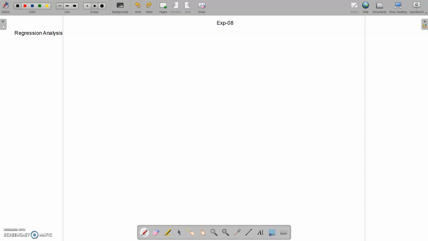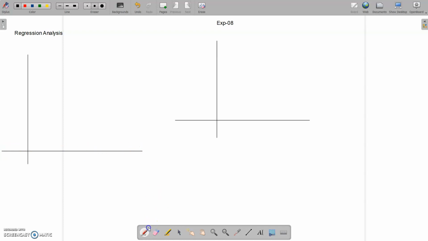Okay, so let's start with experiment 08, that is regression analysis. We'll start with two examples to understand the concept. Say on the x-axis you have voltage, and on the y-axis you have current.